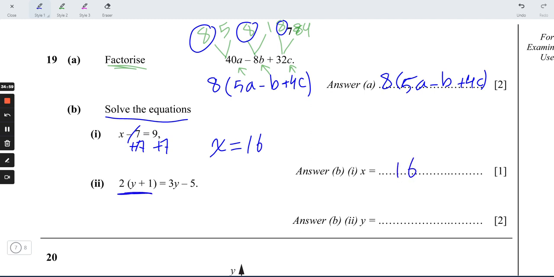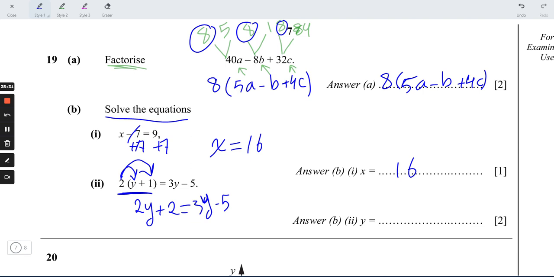Now here we should first expand, then find the value of y. So we have 2 times y and 2 times 1, which is 2y plus 2, equals 3y minus 5. We have a variable on both sides, so we will gather them. So move the small to the big. So here we will move 2y to 3y, then minus 5 we will move to the left hand side.